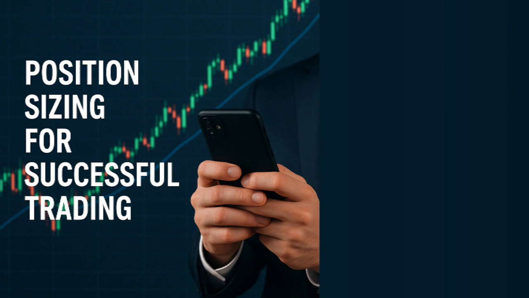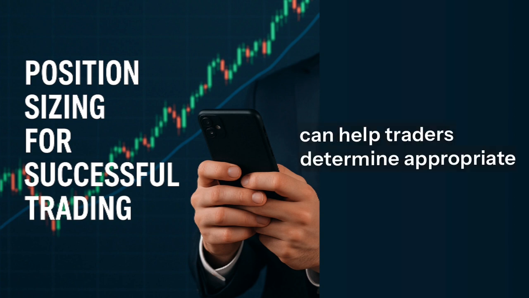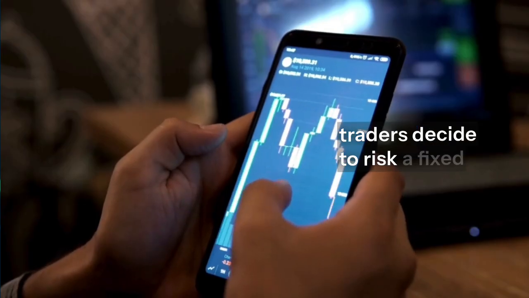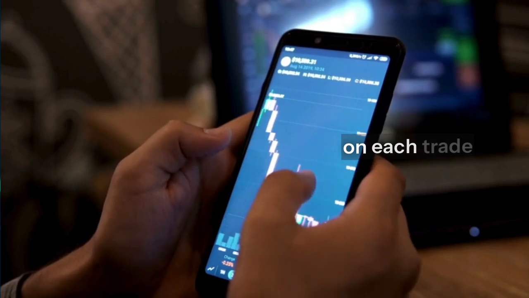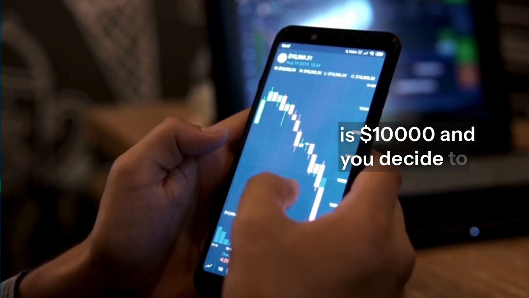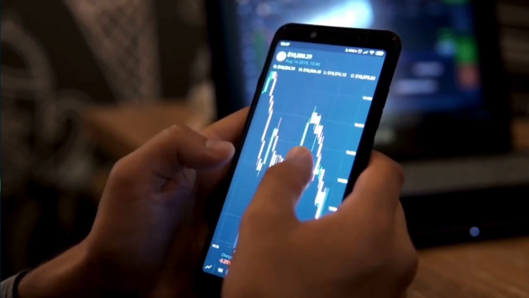How to trade it. Several methods and guidelines can help traders determine appropriate position sizes. Fixed percentage method. With this method, traders decide to risk a fixed percentage of their capital on each trade. For instance, if your capital is $10,000 and you decide to risk 2%, you'd risk $200 on any given trade.